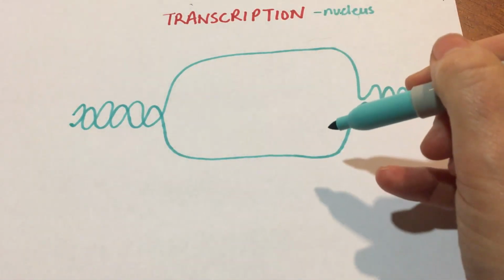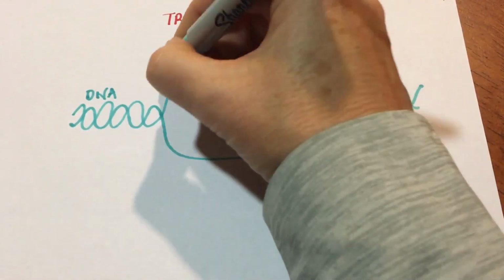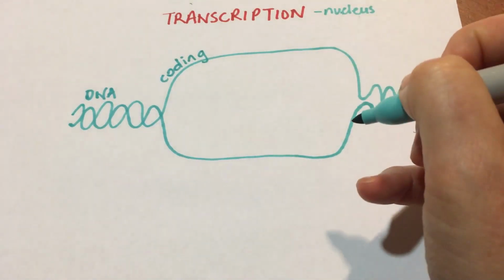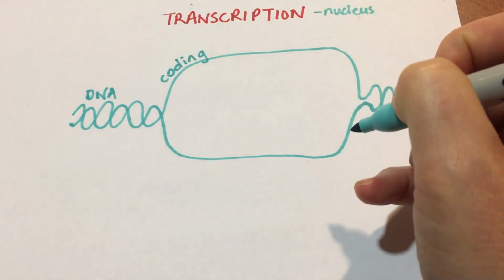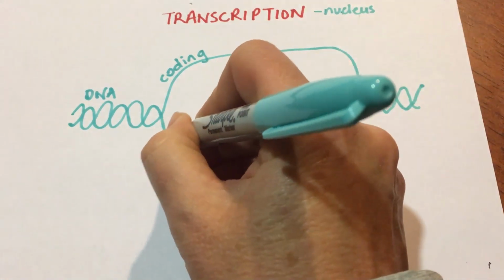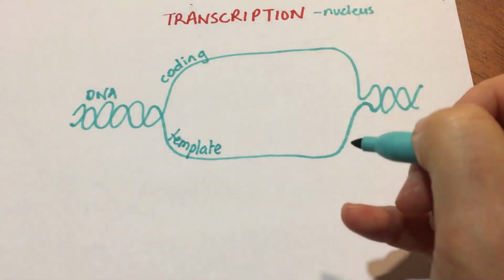Now we need to think of a little bit of terminology here. We have a coding strand that has the code for the protein on it. That is our gene. We have the opposite strand of the DNA that is called the template strand.